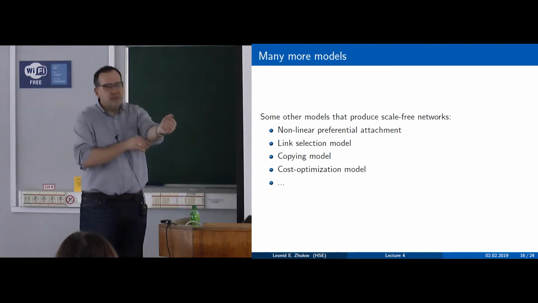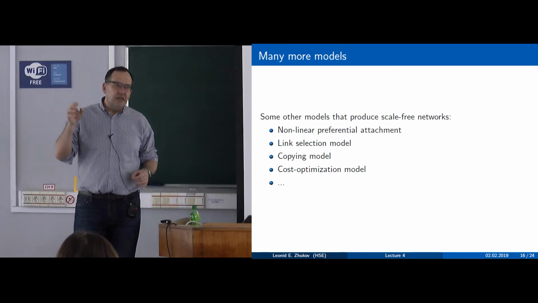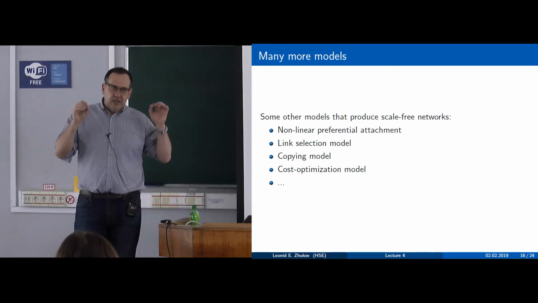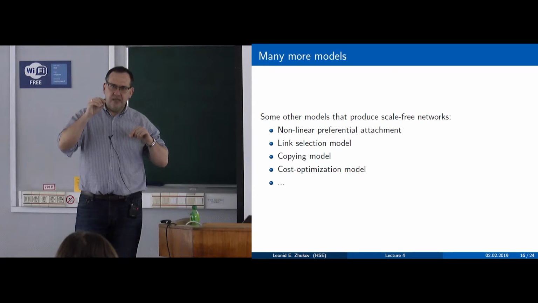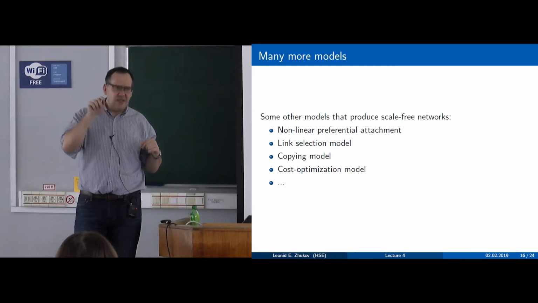Link selection model, this is a different model. Here, when the new node comes in, instead of connecting to the nodes with the highest degree, it randomly picks an edge in the graph and connects to one of the nodes that this edge is connected to. Surprisingly, this model will also create this preferential attachment approach, because you're most likely to get an edge that connects to the high degree nodes.